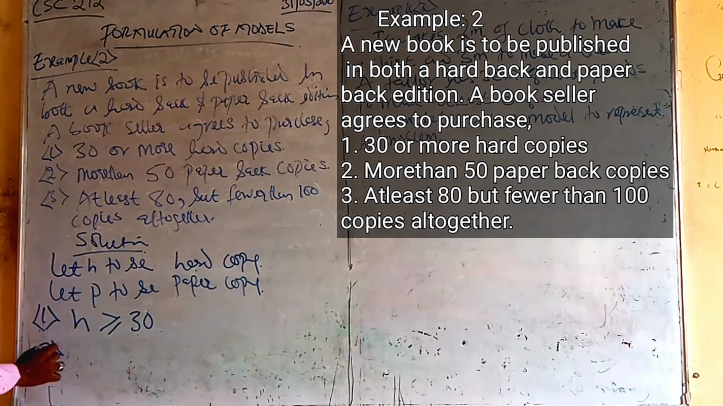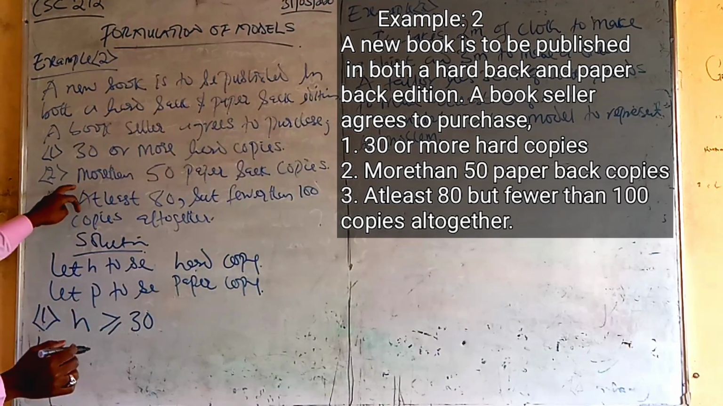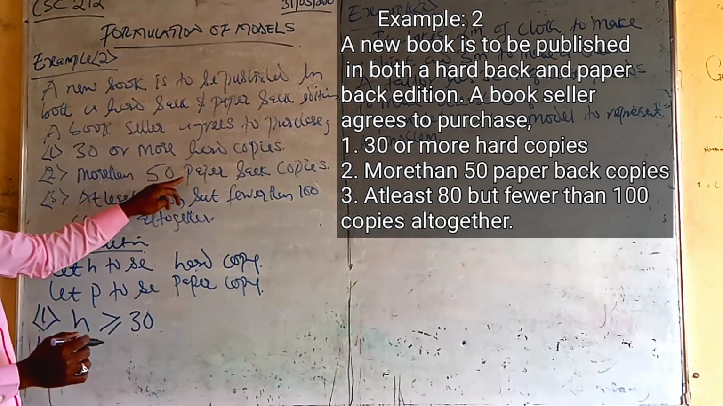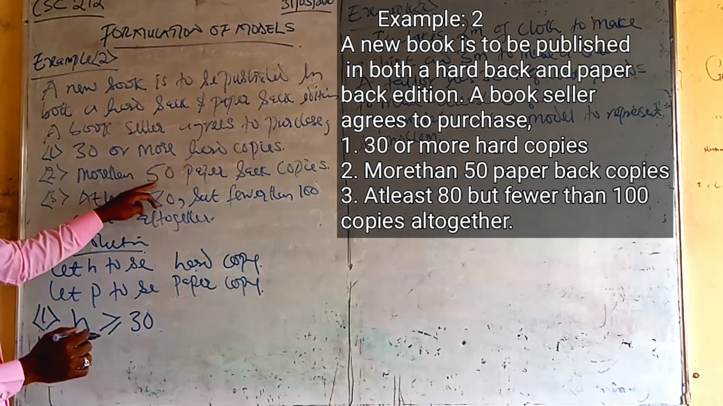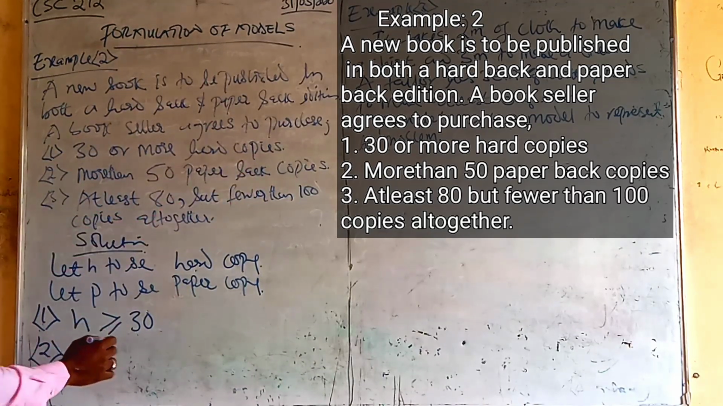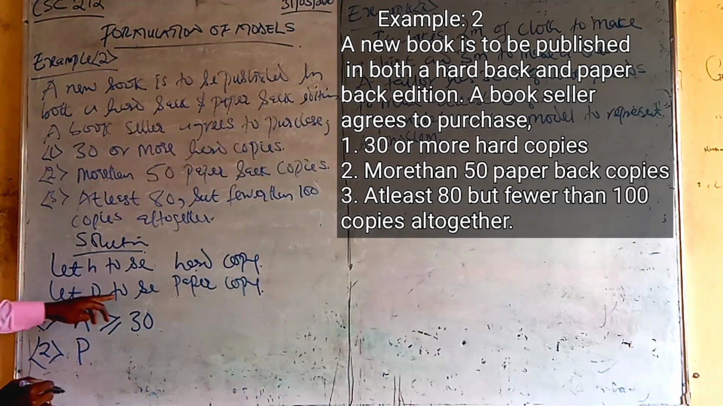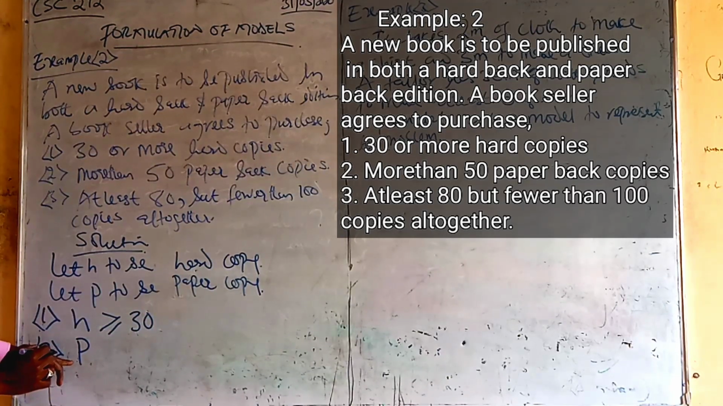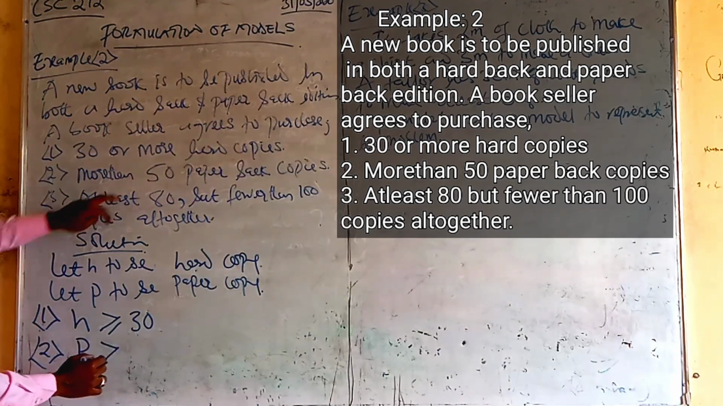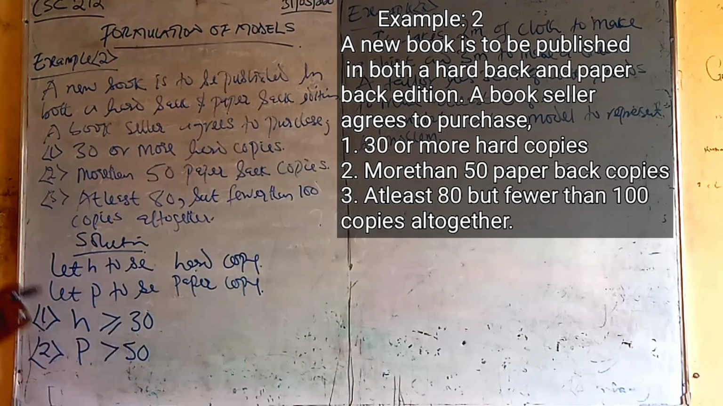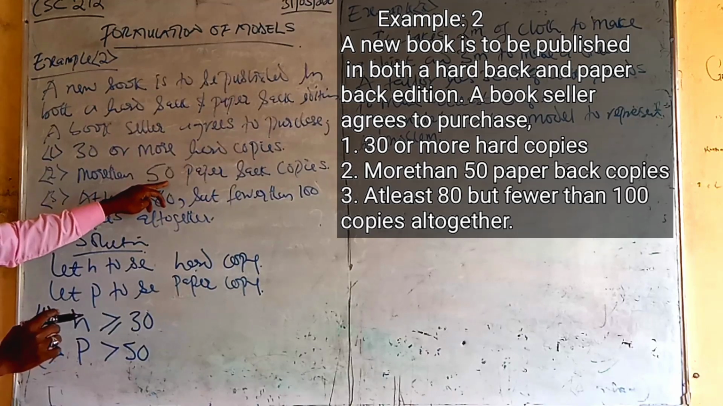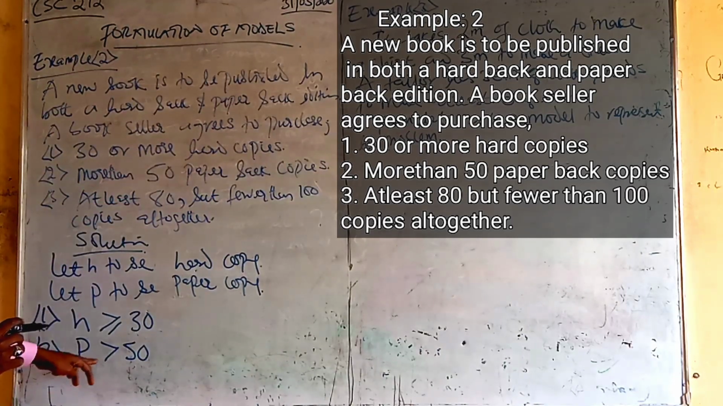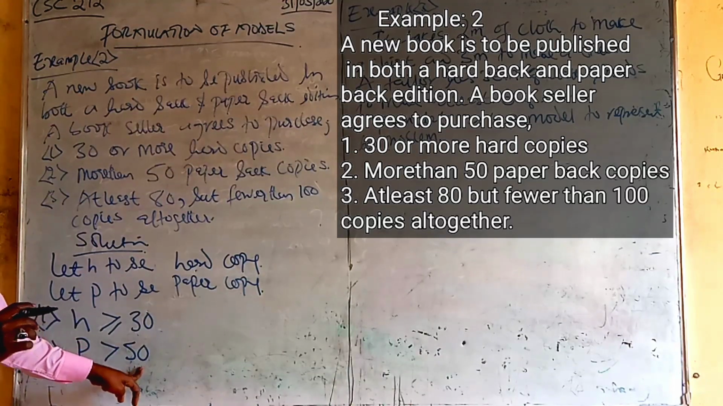Then number two, the bookseller agrees to purchase more than 50 paperback copies. Remember, we have let P be equal to paper copy. So therefore, P, that is paper copy, is greater than 50. So the bookseller agrees to purchase more than 50 paper copies. So P is greater than 50 copies.